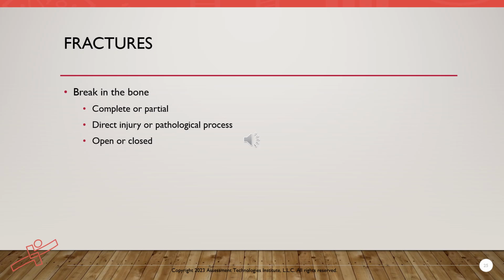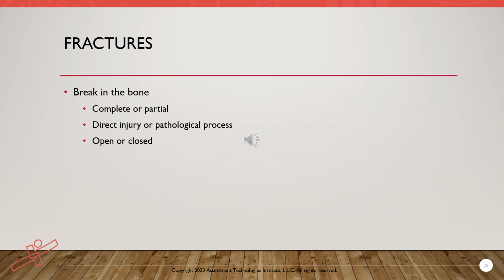Fat embolism syndrome: fat globules enter the bloodstream after long bone fractures. Signs and symptoms: sudden respiratory distress, confusion, petechiae on chest and neck. This requires emergency interventions. Infection, especially with open fractures. Watch for redness, warmth, fever, and drainage.